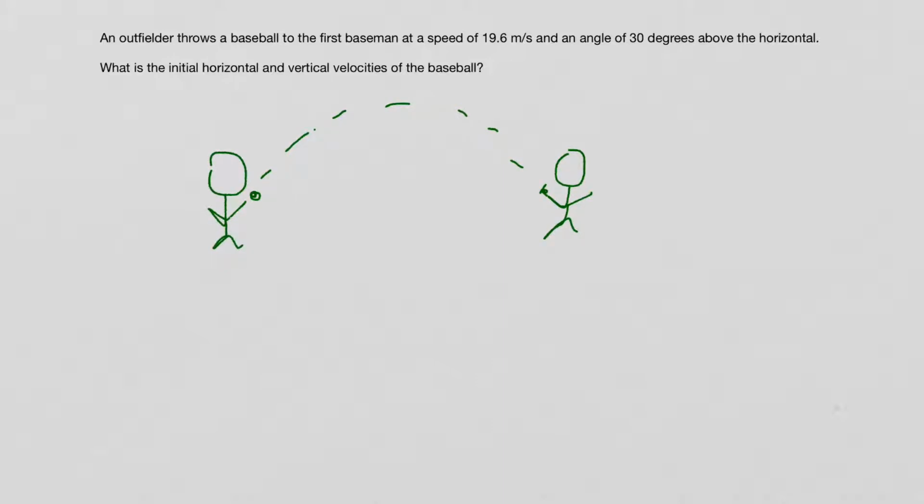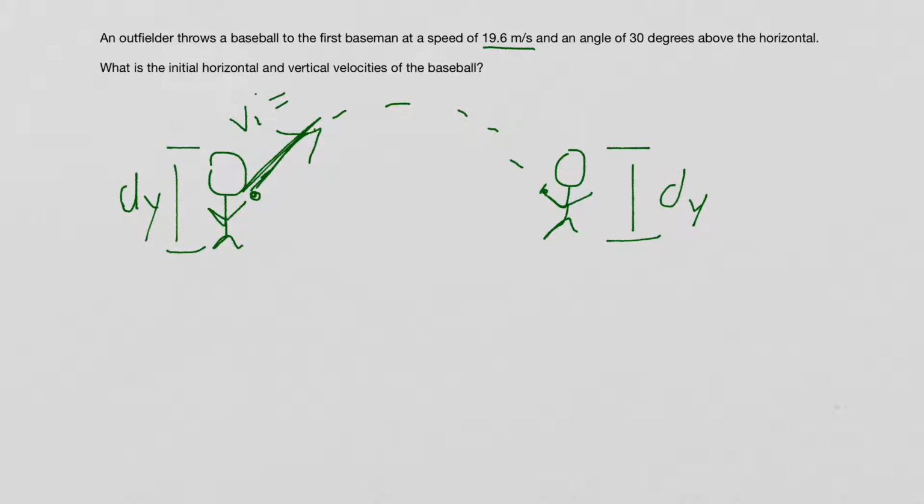Approximately the distance in the y direction is the same because we're trying to make it so that their heights are the same. So this distance in the y and this distance in the y are the same. That'll come into play in a little bit, not yet though. But this right here is what we are calling the initial velocity, and we said that it is 19.6 meters per second.